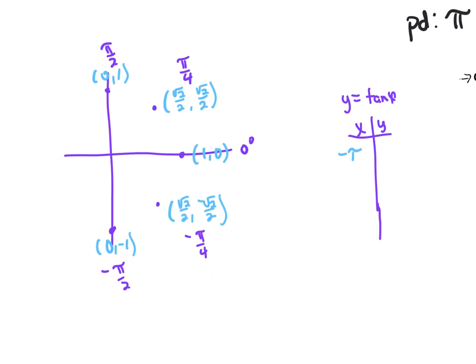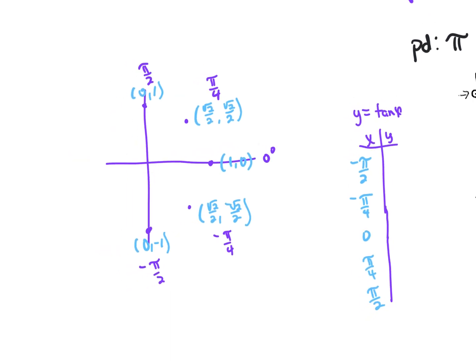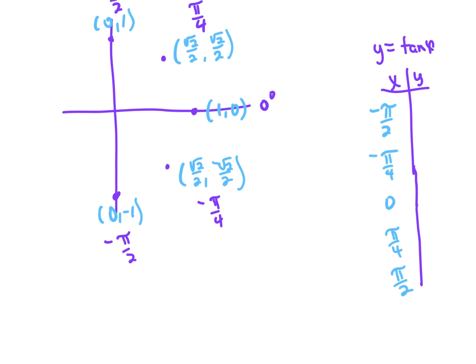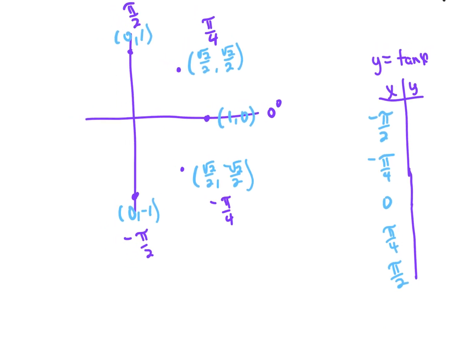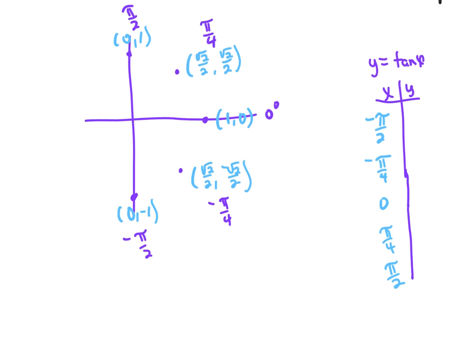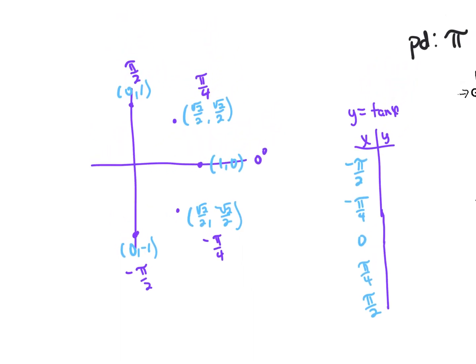Okay, so if we are going to fill in our table here, pi over 4 and then pi over 2. So at negative pi over 2, in other words, 270 degrees or negative 90 degrees, if we're looking at the tangent value, remember that's y over x. So that would be negative 1 over 0. Guys, what's that equal to? Undefined. Undefined, yes. Excellent.